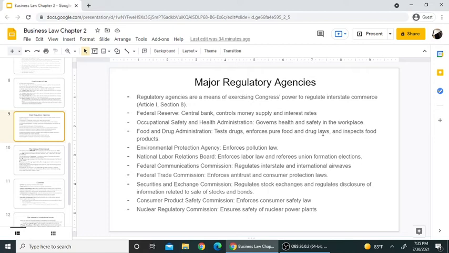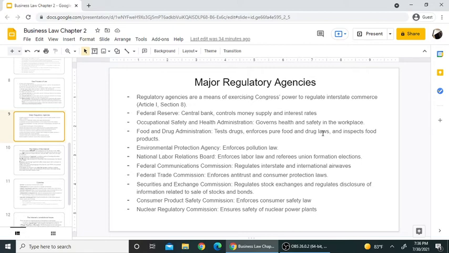The Federal Communications Commission is an independent agency that regulates interstate and international airwaves. The FTC was created in the early 1900s, and it enforces many of the antitrust laws and the consumer protection laws. The SEC is very important because it regulates stock exchanges.